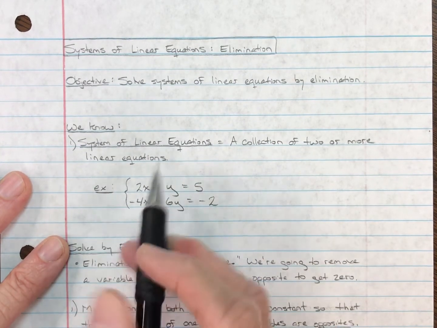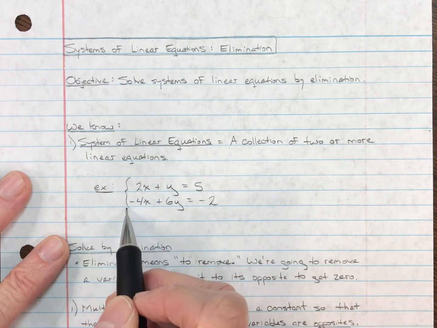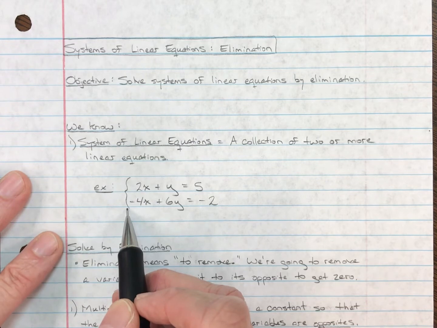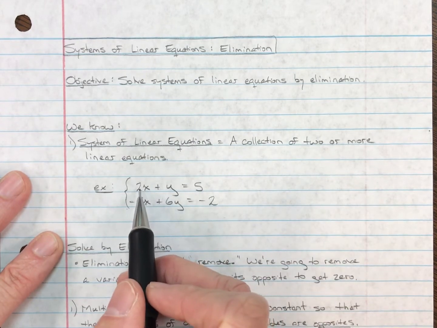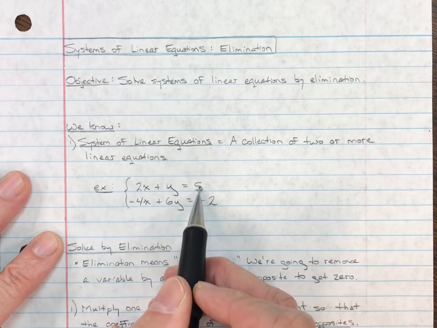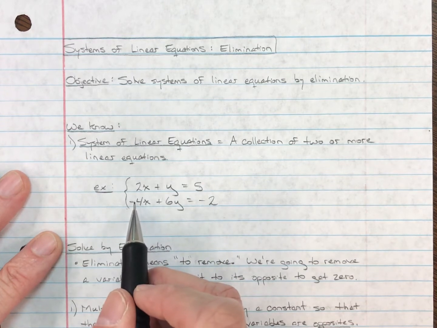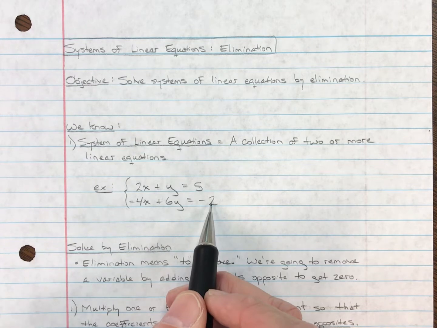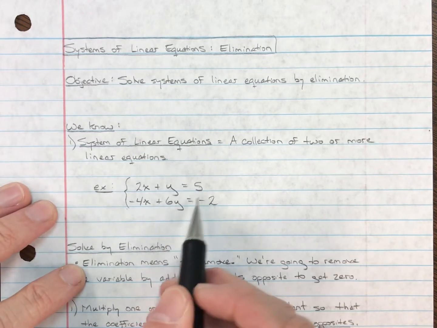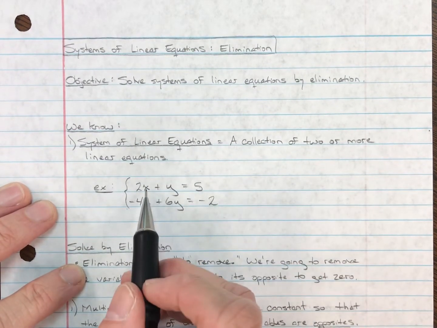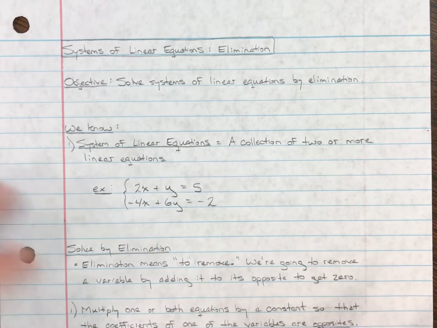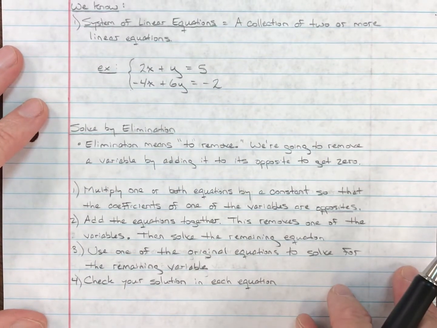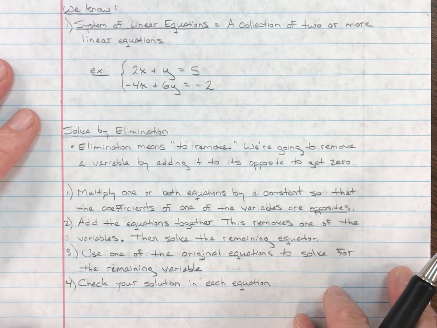So here's an example. Remember, this curly bracket or brace indicates we have a system of linear equations. Equation 1, 2x plus y equals 5. Equation 2, negative 4x plus 6y equals negative 2. So this is 2 equations in 2 unknowns, and those 2 unknowns are x and y. So how do we solve a system of linear equations by elimination?